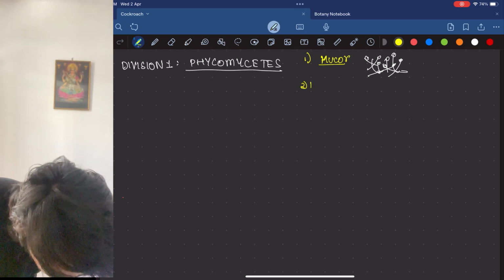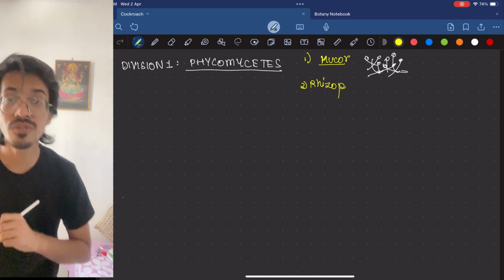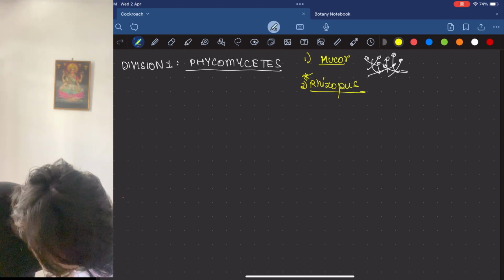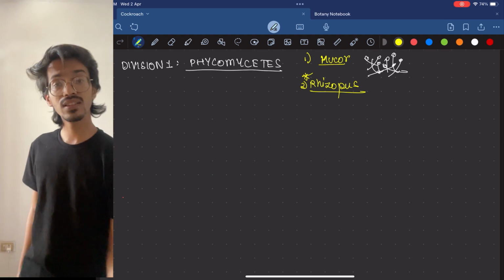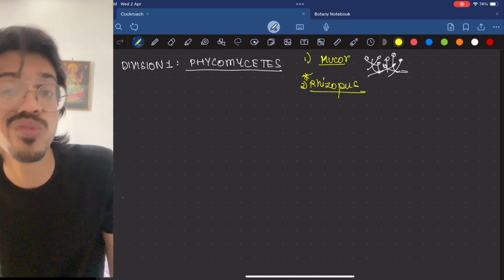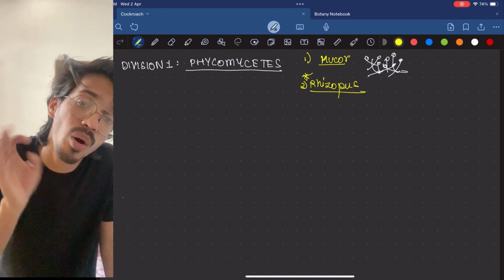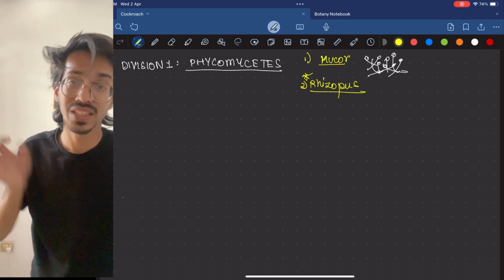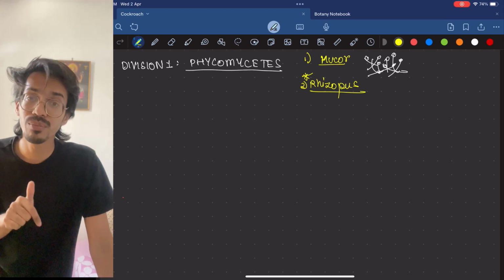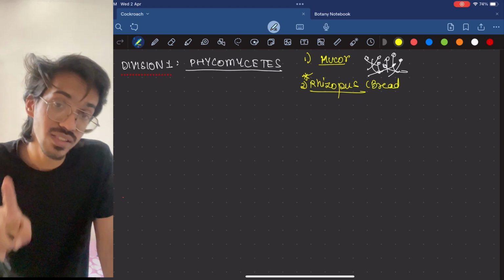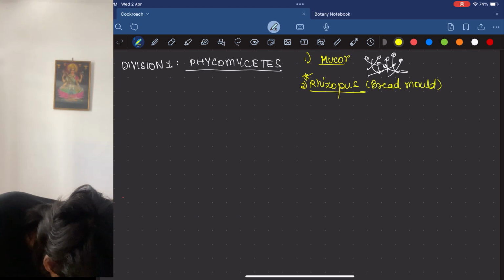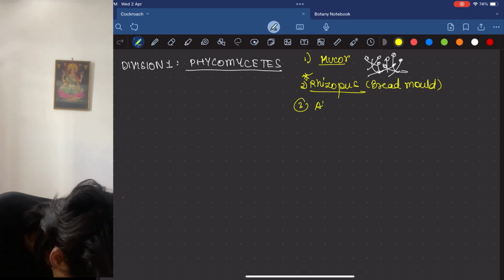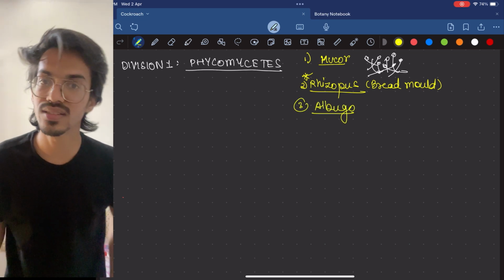The next one is Rhizopus. Now here the important thing is this is Rhizopus. In your syllabus there is another organism whose name is Rhizophora, and students get confused and mark the wrong one. So the important thing you have to remember is that Rhizopus is the fungus, and it is the one which causes bread mold, which means your bread is getting wasted by this.